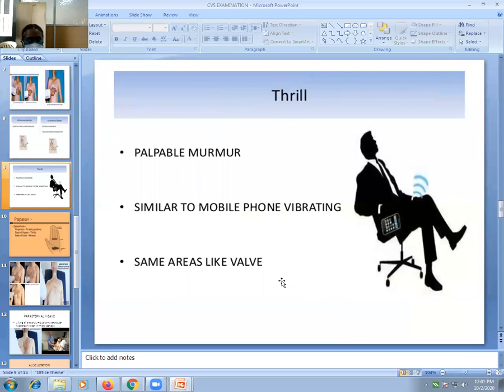So that is about the apical impulse: how to palpate, how to localize, and the conditions in which it is shifted, that is ventricular dilatation. Now the second point in palpation is feeling for a palpable murmur, the thrill. You feel it just like a vibrating mobile phone. You can feel the thrill in the mitral area, tricuspid area, pulmonary area, and aortic area. All four areas you have to check for thrill.